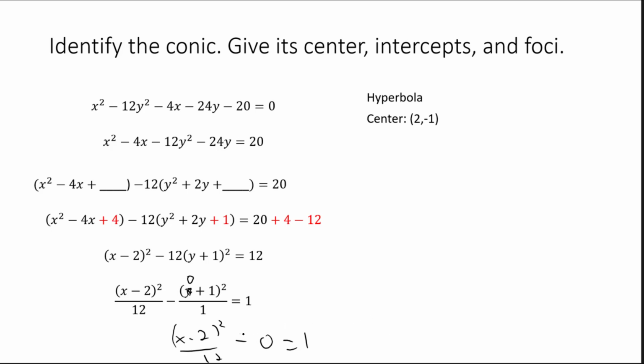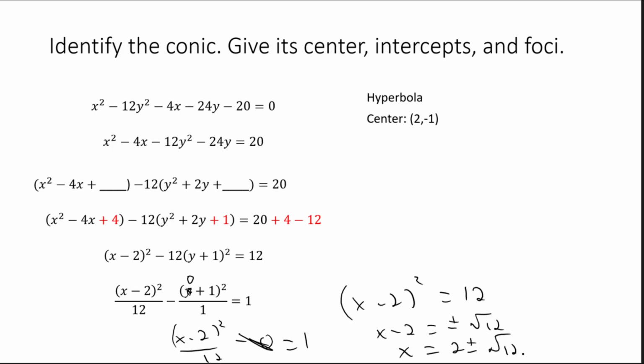All right, so that cancels out. So we have (x minus 2) squared, and then multiply both sides by 12. (x minus 2) squared equals 12. And then we can take the square root of both sides. So you have x minus 2 equals plus or minus the square root of 12. Add 2 to both sides, so x would equal 2 plus or minus the square root of 12.